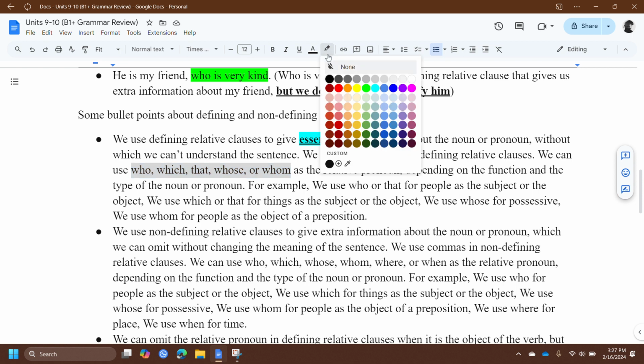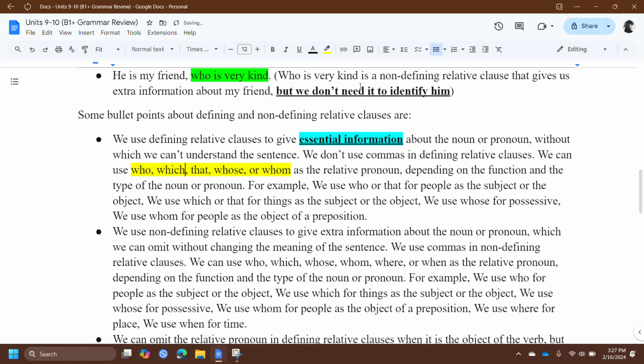as the relative pronoun depending on the function and the type of noun or pronoun. So I will just highlight them for you, but I will put which into a different format because we're going to talk about it. Okay. For example, we use who or that for people as the subject or the object. We use which or that for things as the subject or the object. And we use whose for possessive, and we use whom for people as the object of a preposition.